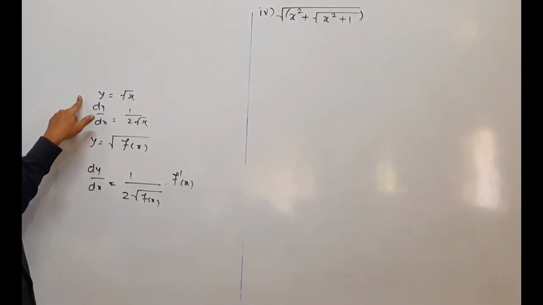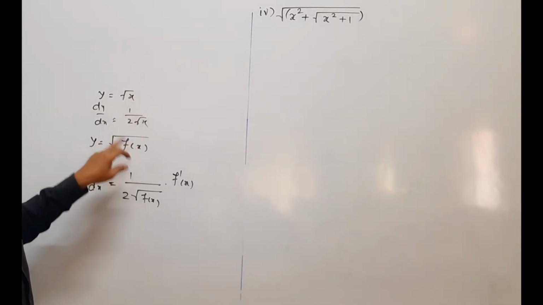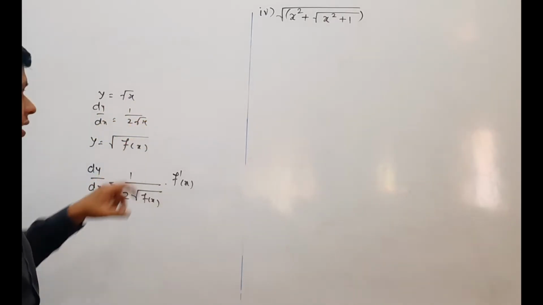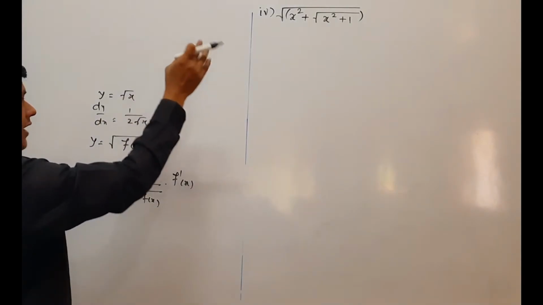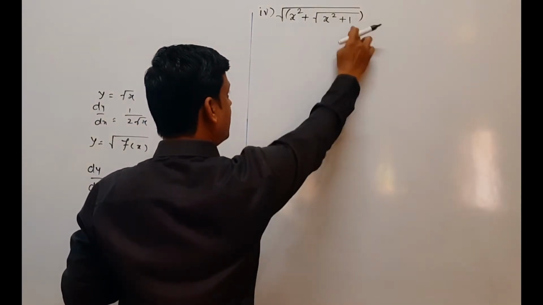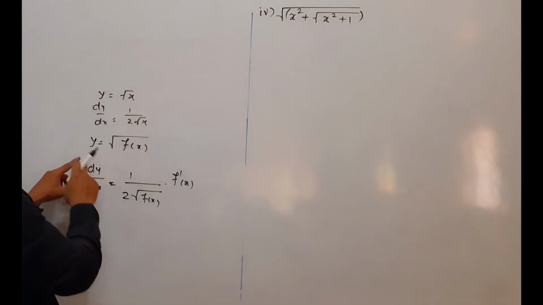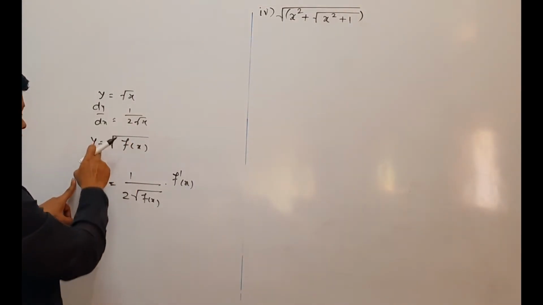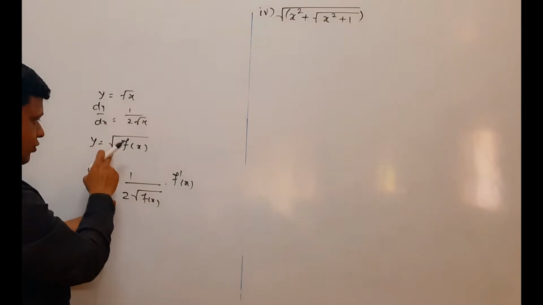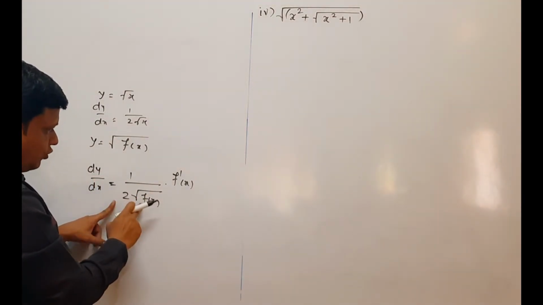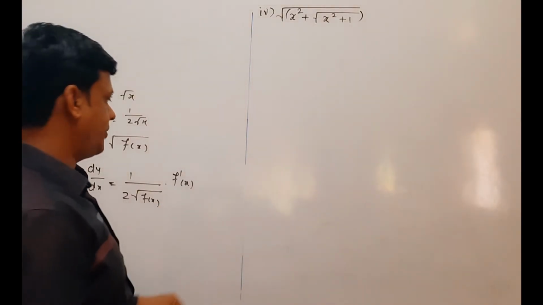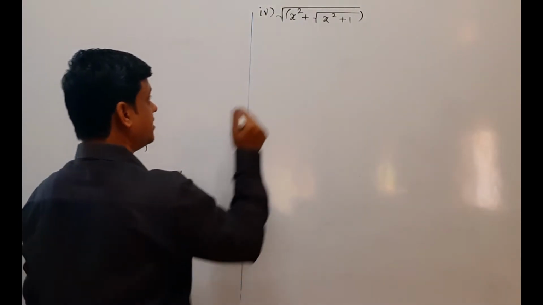So first we write here y equals root x, and we know that the derivative of root x is 1 upon 2 root x, but here in place of x the value is x square plus root x square plus 1. That means this is of the form y equals root of f of x. So we write the derivative of y as dy by dx, this root derivative as 1 upon 2 root into derivative of this f of x, that is f dash of x. So we use this concept.